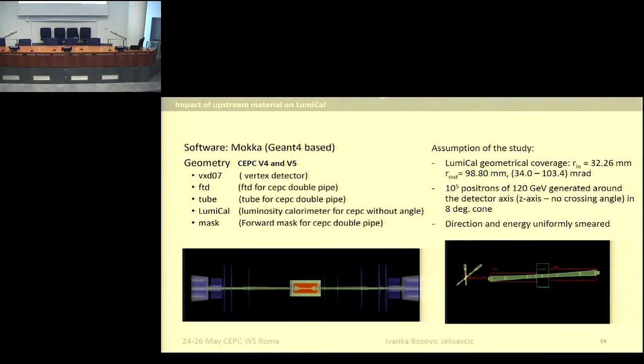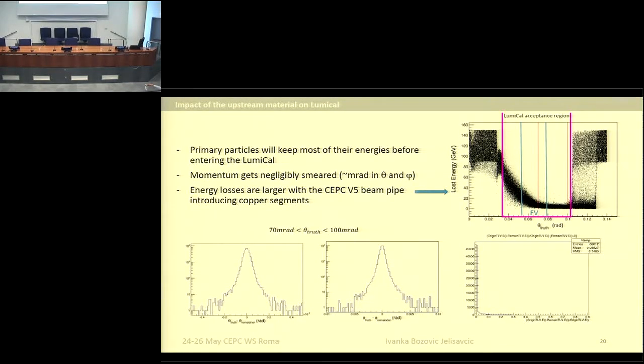Two interesting studies done within the LumiCal group are the impact of the upstream material on LumiCal for two CEPC designs, version 4 and version 5. Basically, 120 GeV positrons are generated in a cone around the detector axis with energy and momenta uniformly spread. To conclude that primary particles keep most of their energies before entering the LumiCal, I purposely chose this linear scale so as to see that everything is really seated in the very first bin while the momentum gets negligibly smeared. This is for the beryllium beam pipe.